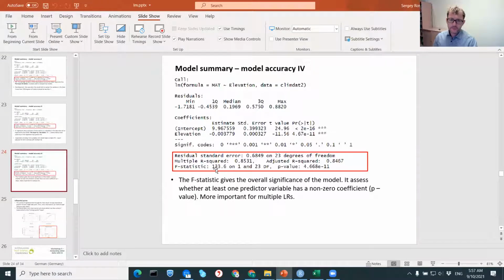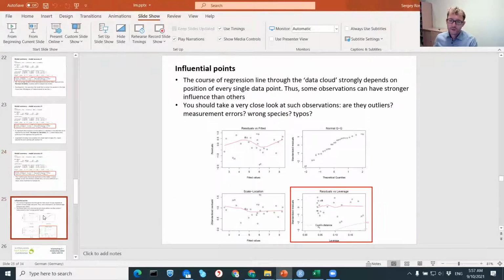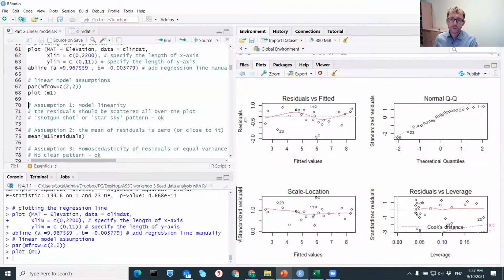Right, the F statistic here is an essential part of this approach. It provides you the overall significance of the model. So it shows you whether at least one predictor included in the model has a non-zero coefficient, a significant effect on the variable. This part is more important for multiple linear regressions. This is how it looks in R.